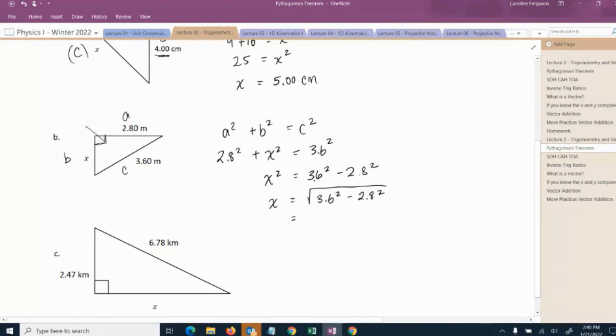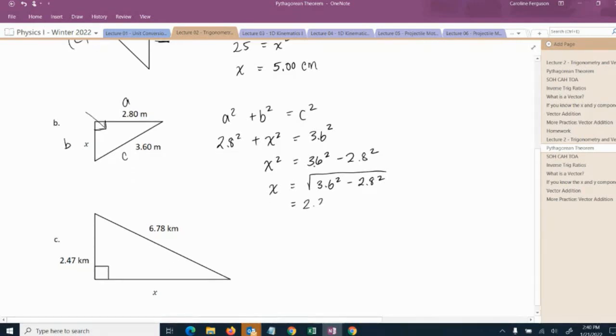And I'm just going to calculate it. 2.26. I'll put 3 significant figures, so 2 decimal places here, and it's meters is the unit.